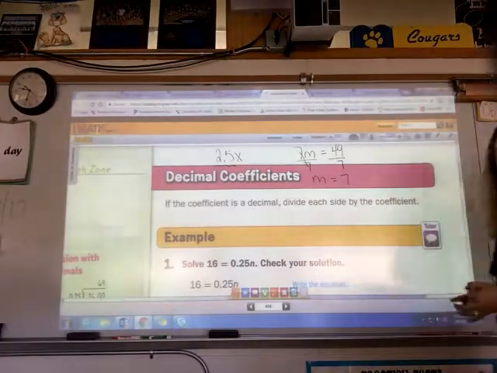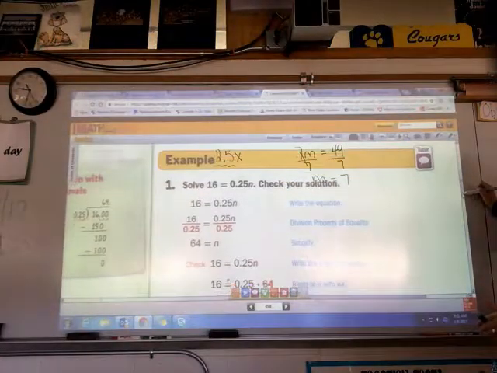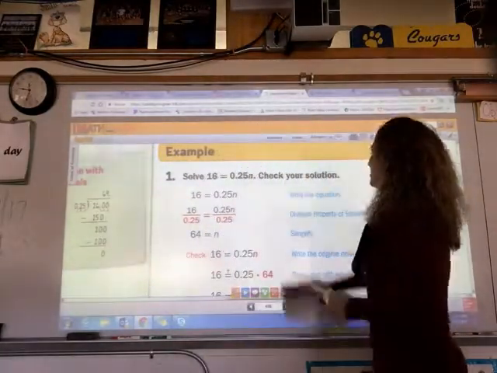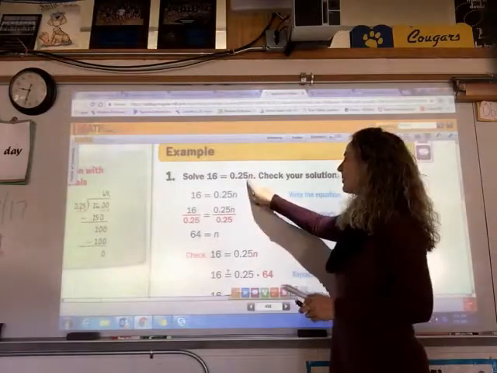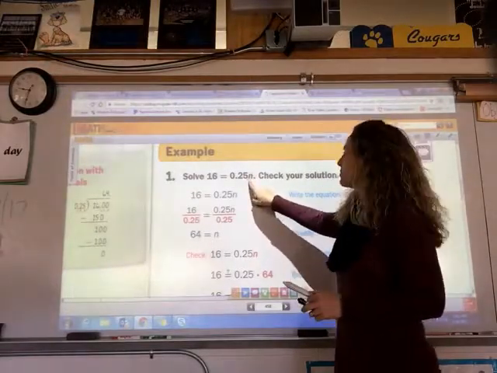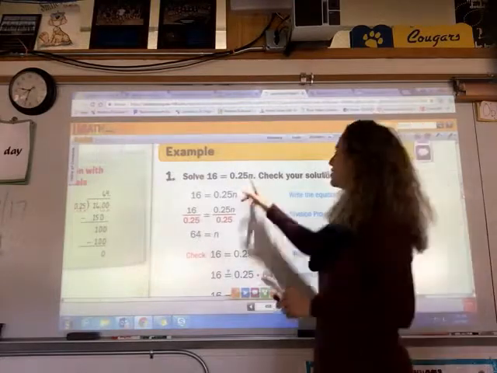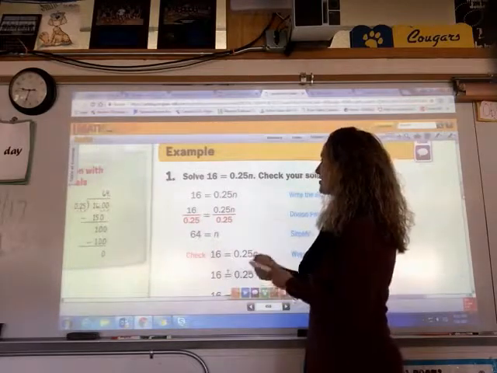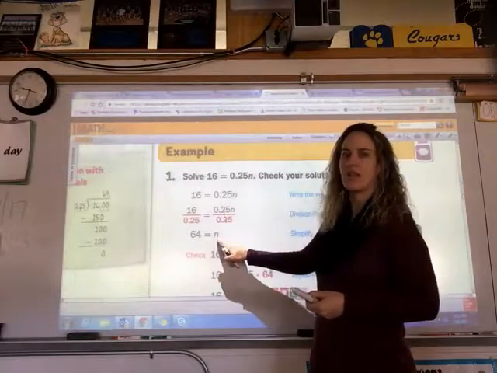Okay, so let's take a look at a couple examples they have given us. On page 458, example 1, it says 16 equals 25 hundredths times n. Again, step number 1, always find your variable. My variable's on the right-hand side. It's being multiplied by 25 hundredths. The opposite of multiplication is division, so we're going to divide both sides by 25 hundredths. The 25 hundredths are going to cancel out. You're going to notice n was on the right-hand side, so it has to stay on the right-hand side.